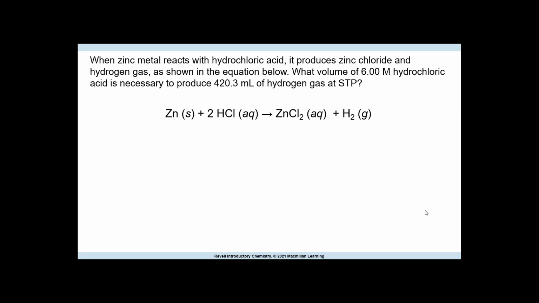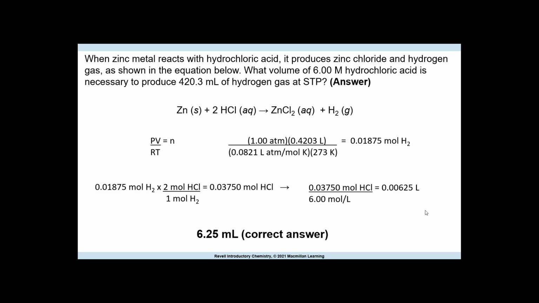When zinc metal reacts with hydrochloric acid, it produces zinc chloride and hydrogen gas, as shown in the equation below. What volume of 6 molar hydrochloric acid is necessary to produce 420.3 mL of hydrogen gas at STP? This is similar to the problem that I have to correct that did not show the information needed, but this one does. I did do this one.